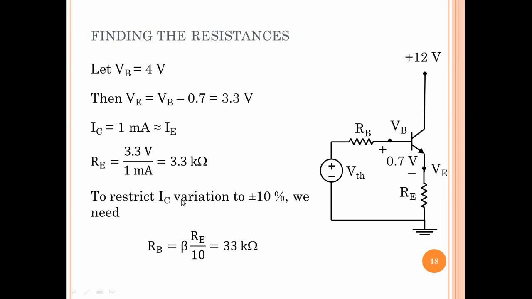We want to restrict IC to a variation of plus minus 10%. So as we already did, RB must be 1/10 of RE times beta. Again, we'll assume a nominal beta of 100, so 3.3 into 100 by 10, which is 33K. So we get RB equal to 33 kilo ohms. RE equal to 3.3, RB equal to 33 kilo ohms.